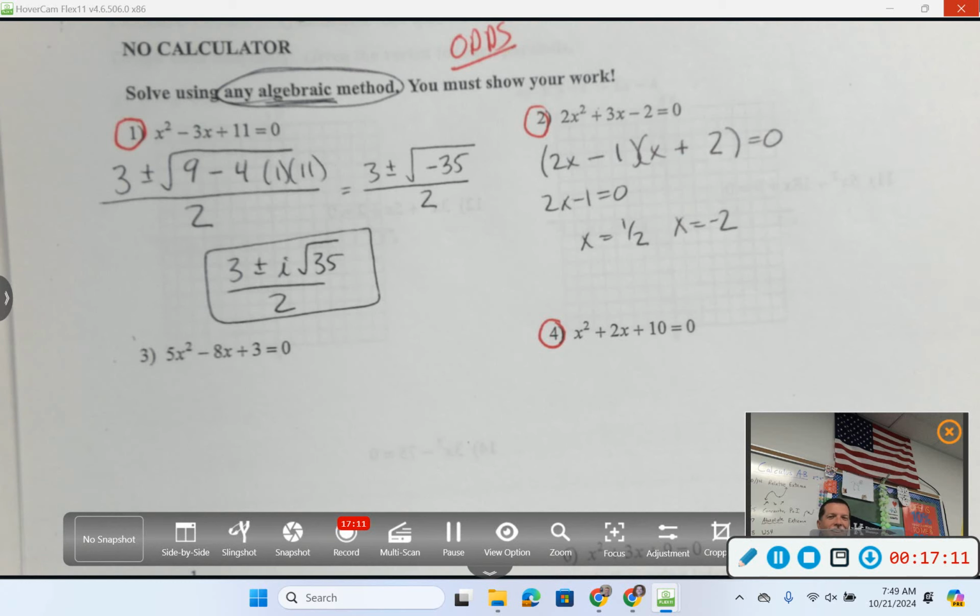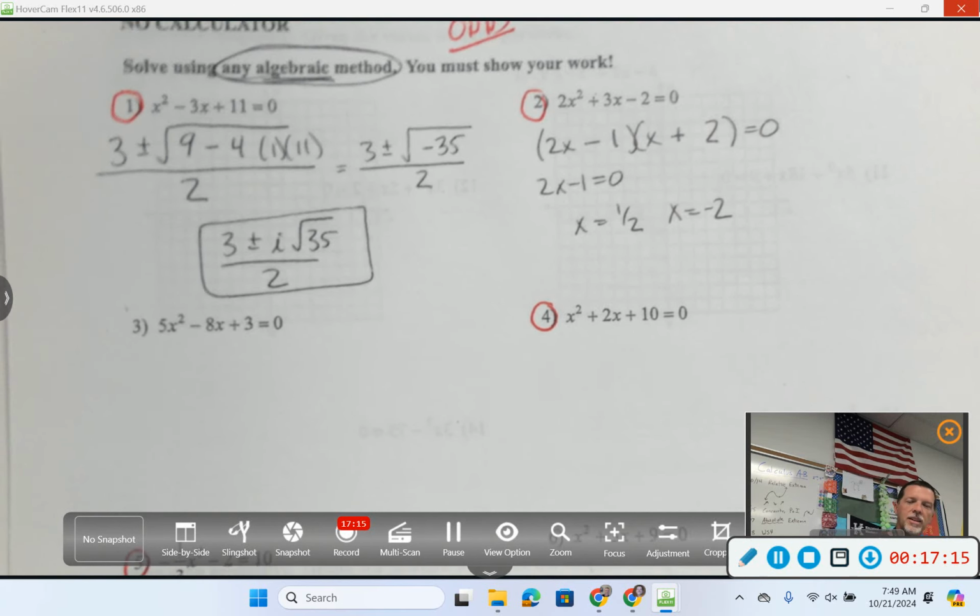Your favorite method is the copy-off-your-neighbor method. That's another method that works.